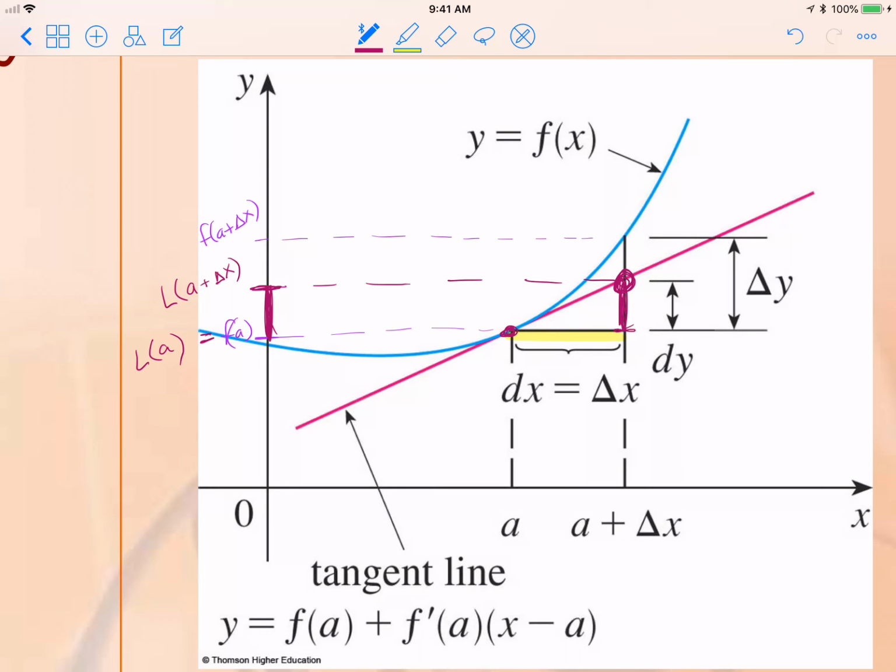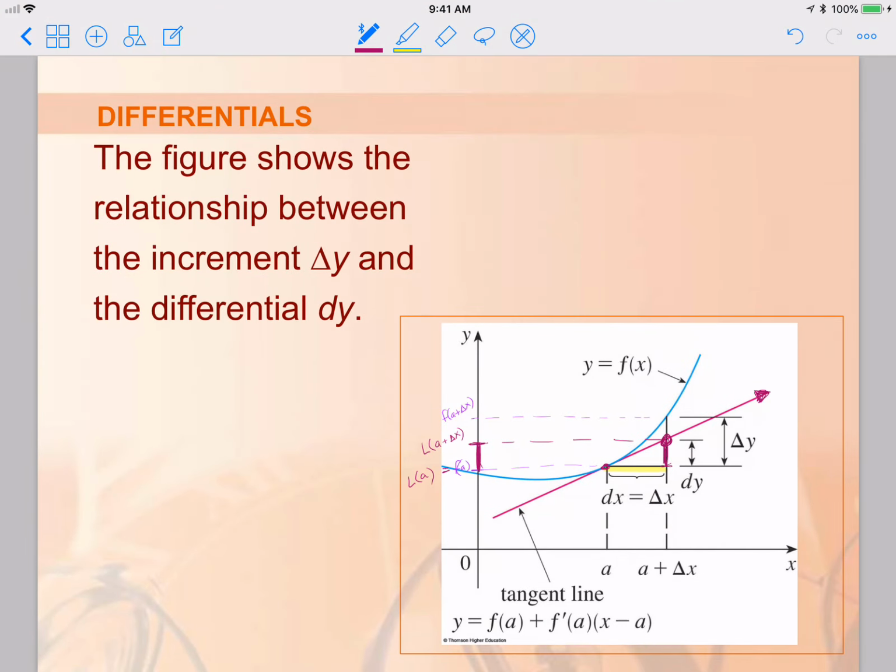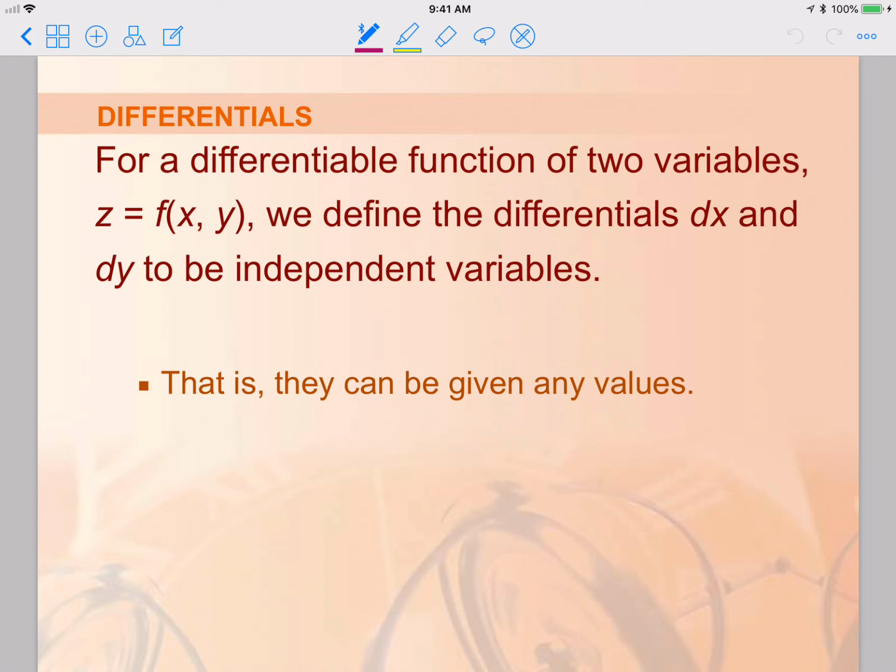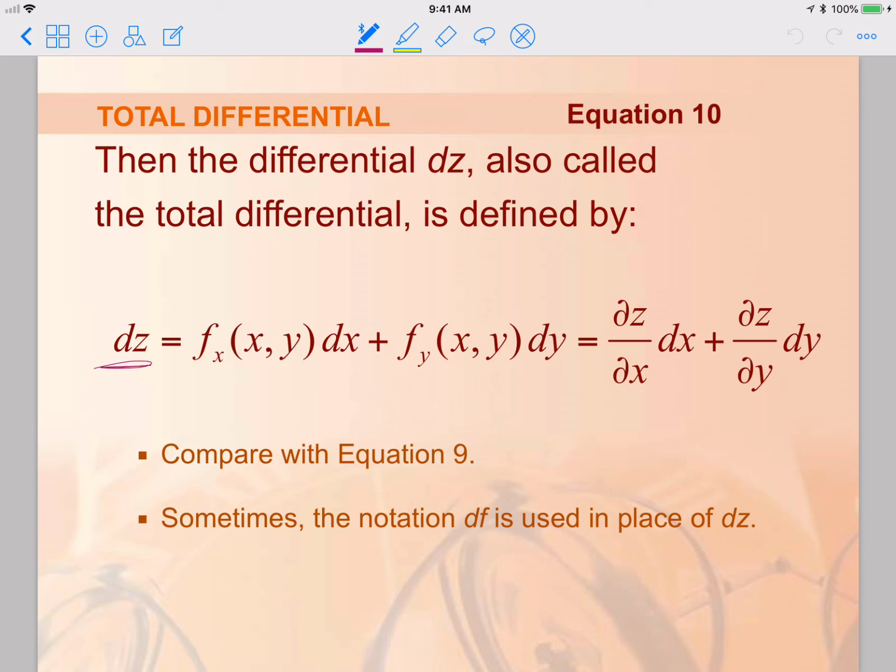So your differential is using the linearization, and the linearization is using the derivative. So that's the connection in one dimension. And we have a very similar situation for two variables, when you've got two dimensions for your input. Now dx and dy are independent variables, and dz depends on dx and dy.